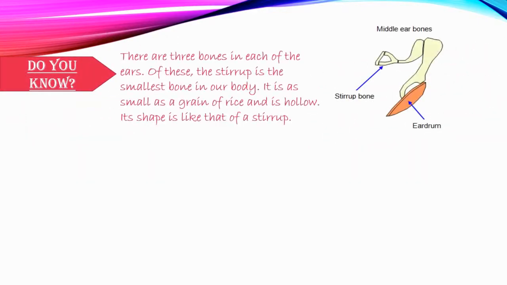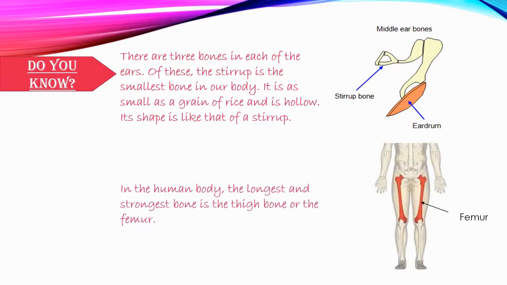Students, do you know that there are 3 bones in each of the ears? Of these, the stirrup is the smallest bone in our body. It is as small as a grain of rice and is hollow. Its shape is like that of a stirrup. And in the human body, the longest and strongest bone is the thigh bone or the femur.